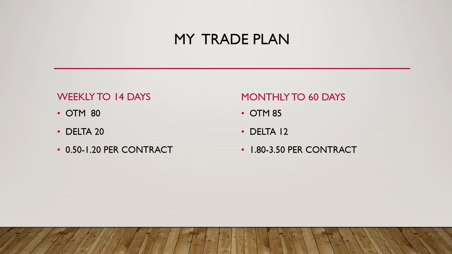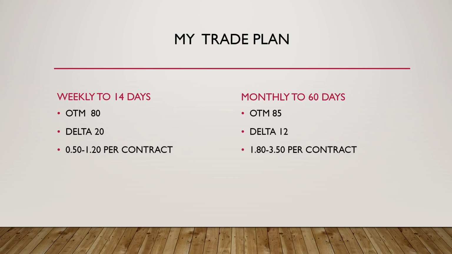So, trade plan, right? We talk about plan and stuff. For weekly puts, I go by probability out the money and delta. So 80% probability out the money, 20 delta, or not really 20 delta, but less than 20 delta, and I need 50 cents to $1.20 per contract. As I said, this is weekly to 14 days, so it depends on the time. You see what I'm saying? But that's what I'm looking for per contract.